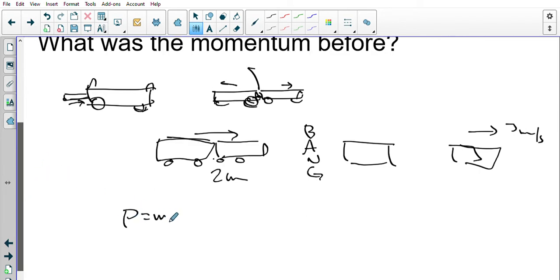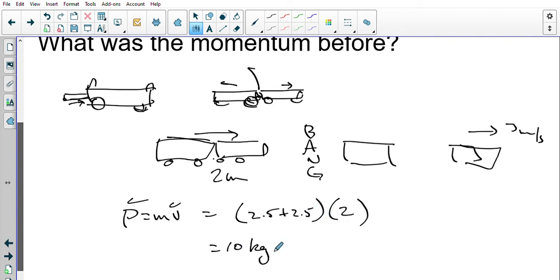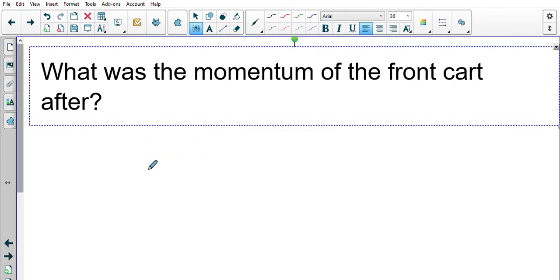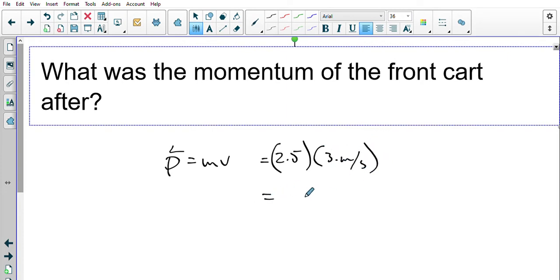So p is equal to mv. Our m is 2.5 plus 2.5, and our velocity was 2. So 2.5 plus 2.5 is 5, times 2, so that's equal to 10 kilogram meters per second. So far, so good. What was the momentum of the front car afterwards? They're just asking for mv, so that's equal to 2.5, just the one cart, now traveling at 3 meters per second. And so that's equal to 7.5 kilogram meters per second.